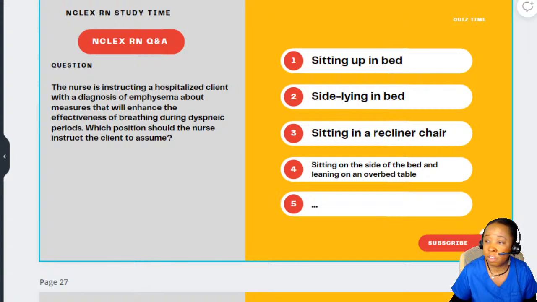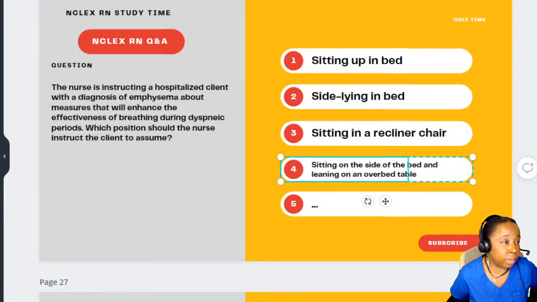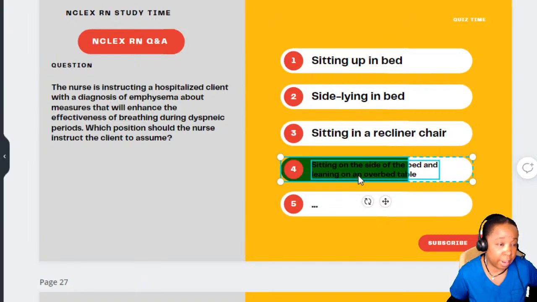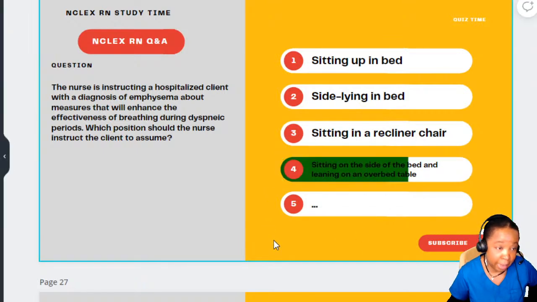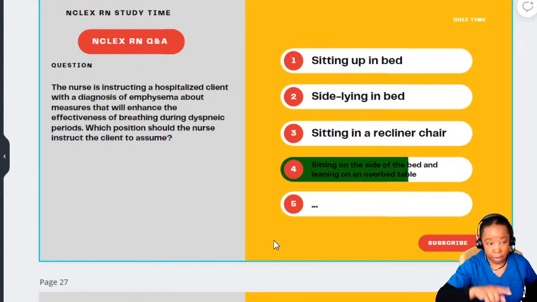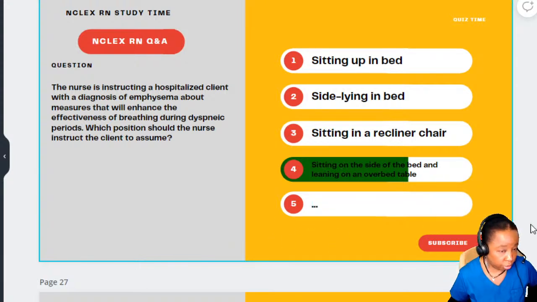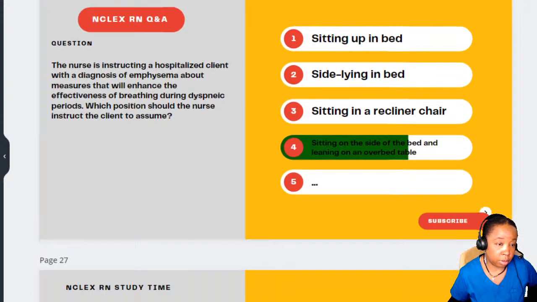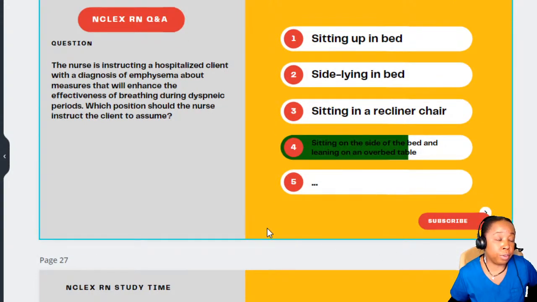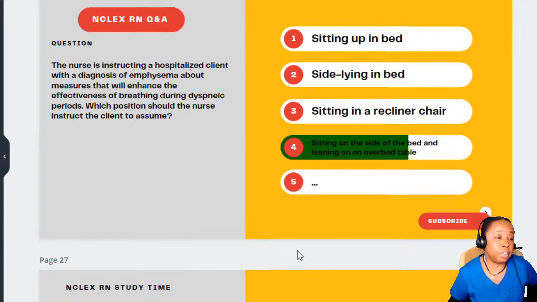So for a patient with emphysema, which one do you think will be the best option? The best answer is number 4. Not only does that answer apply for a patient with emphysema, and guys, please remember that question. You will see it. This is a very important question. It's mostly for patients with COPD, because those patients are mostly life-threatened. So it's very important that you know about COPD, emphysema, and all that.